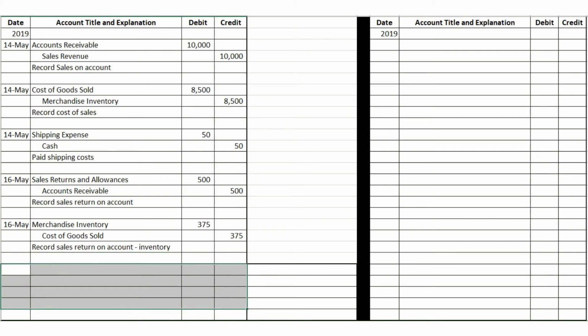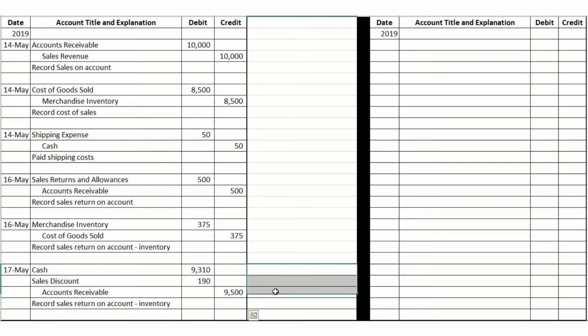The next item is on May 17th. We received payment from Elements for the May 14th sale. In order to determine the values, we actually need to do a little calculation. The organization had an original purchase of $10,000. They returned $500 worth of items. So the net purchase was $9,500, which is the amount sitting in accounts receivable. So we know that we need to credit accounts receivable for the $9,500.